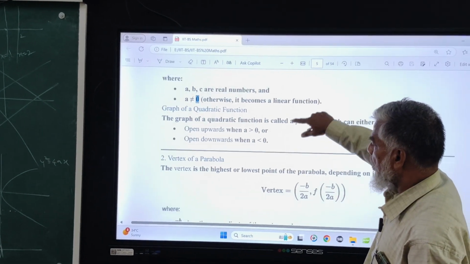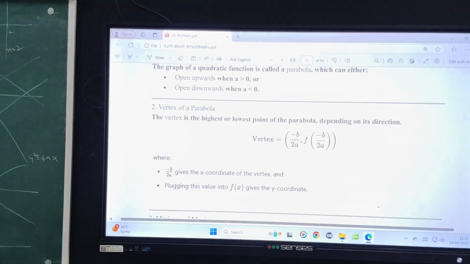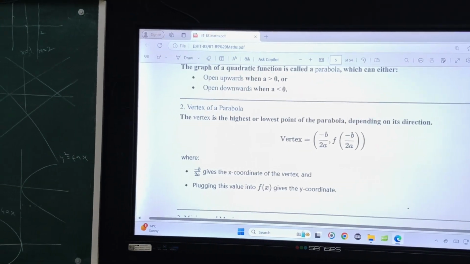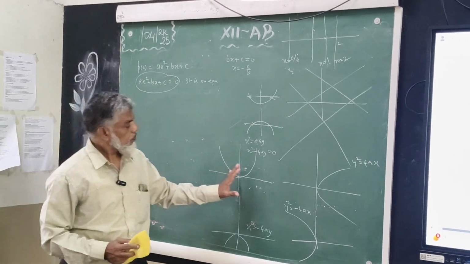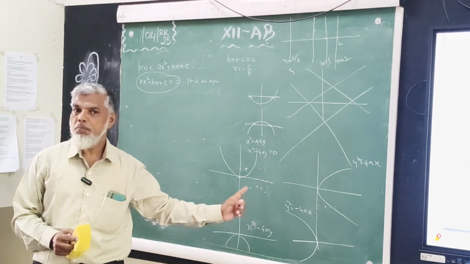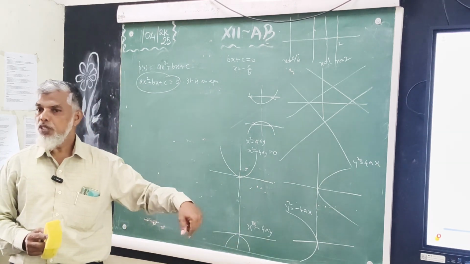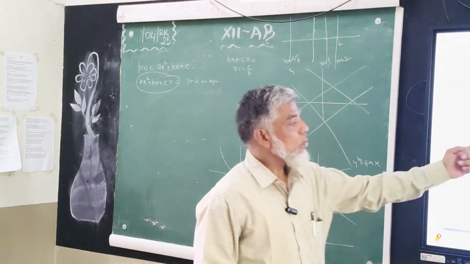Next, the vertex, the highest or lowest point of the parabola, is this. So, have you observed this? Do you have any doubt in the parabola? Open upward, open downward, right, left. Because without understanding this, you cannot understand the next one.